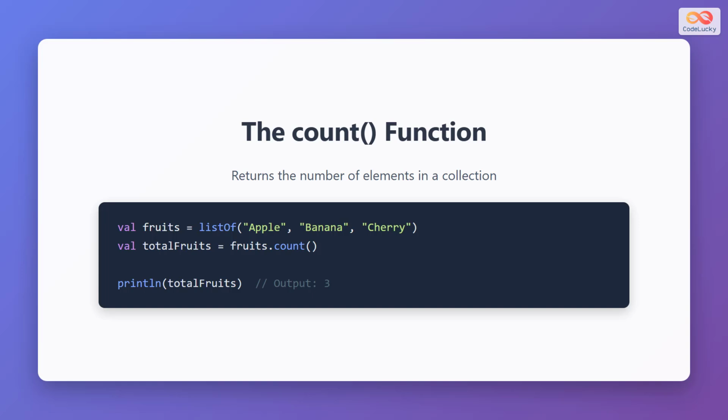The count function returns the number of elements in a collection. In this example, we have a list of fruits containing apple, banana, and cherry. When we call the count function, it returns 3 because there are 3 elements in the list. The count function is straightforward. It simply tells you how many items are present in your collection, regardless of their type or value.